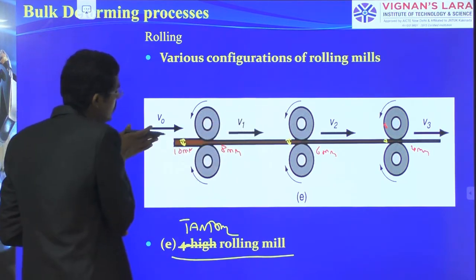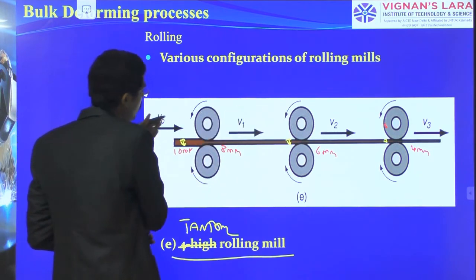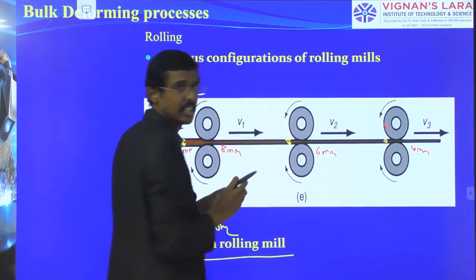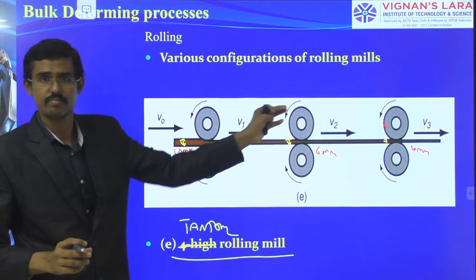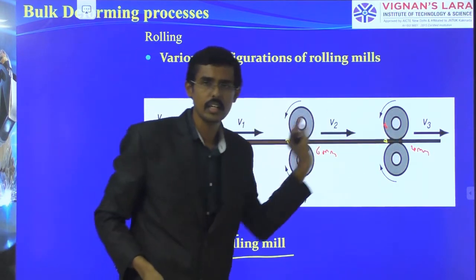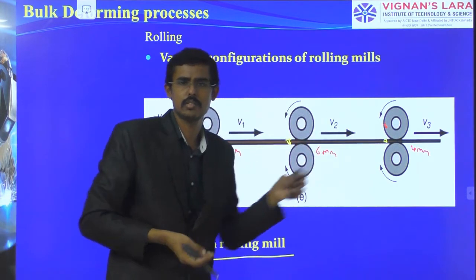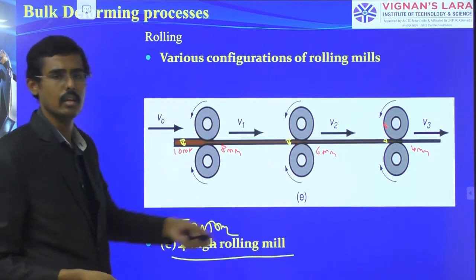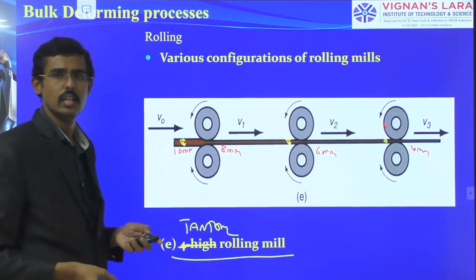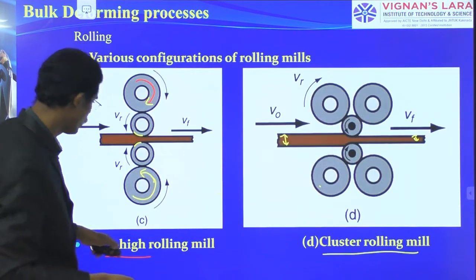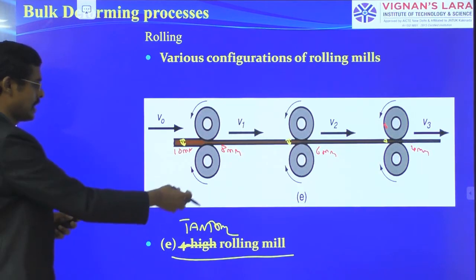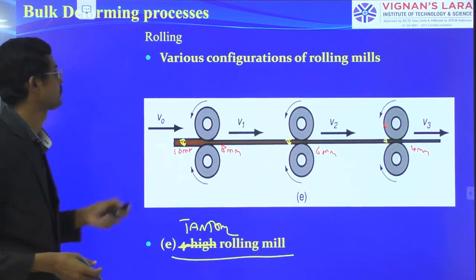So this is the velocity V0, V1. Here V0 is coming in, and next V1 velocity, because when the thickness is reduced, the material is moving faster. So V0, V1, V2, V3 are other variables of the rollers we are getting in contact. So this is our naming as a tandem rolling mill. 2 high rolling mill we have seen, 3 high rolling mills we have seen, 4 high rolling mills, clustered rolling mills, and finally the tandem rolling mill we have seen.